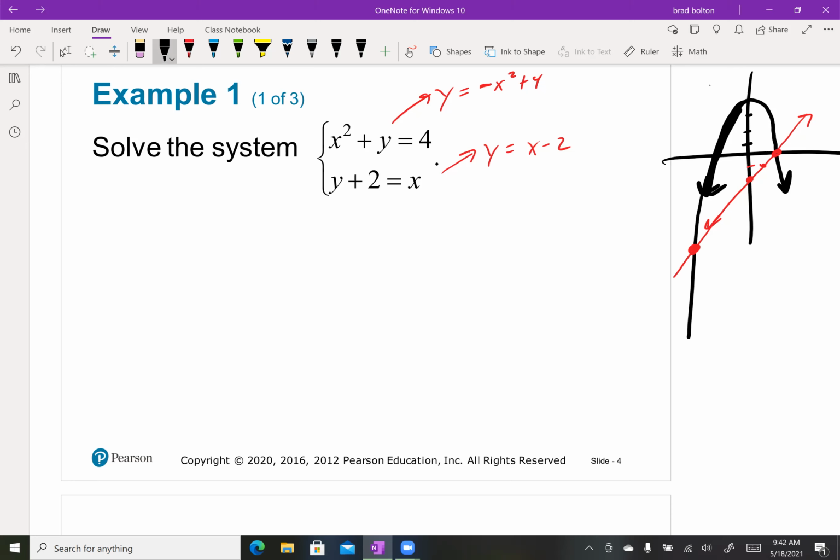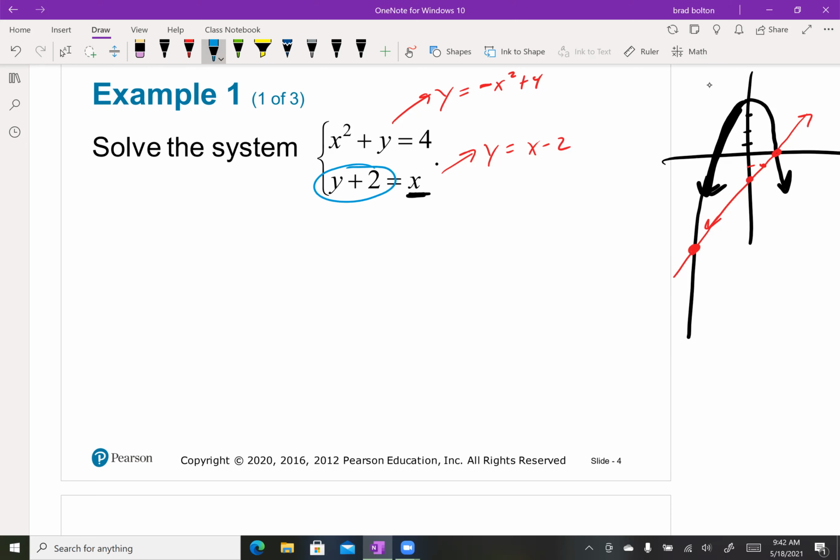So let's just see what happens when we do our little substitution method. So I'm going to use substitution, and it says that y plus 2 is equal to x. So that means everywhere I see an x, I can put y plus 2. So I'm going to see an x right here. So I'm going to take y plus 2.